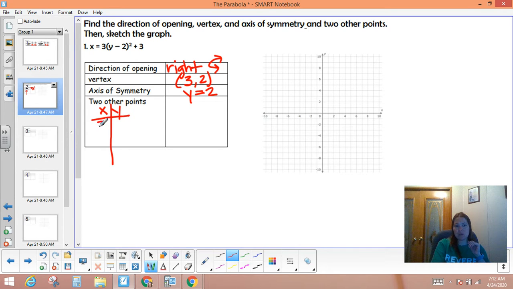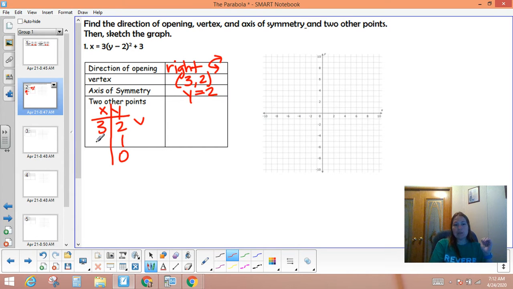Start with putting your vertex. And then remember that you are plugging in y's and getting out x's the way this one is set up. So we're going to pick 2 more y values, and we're going to pick 2 y values on the same side of our vertex. So you can either go 3, 4, or you can go 1, 0. It doesn't matter. They're reflections of each other, which we'll talk a little bit more about in a minute. So just pick 2 numbers on one side, and you actually will end up with 4 more points.